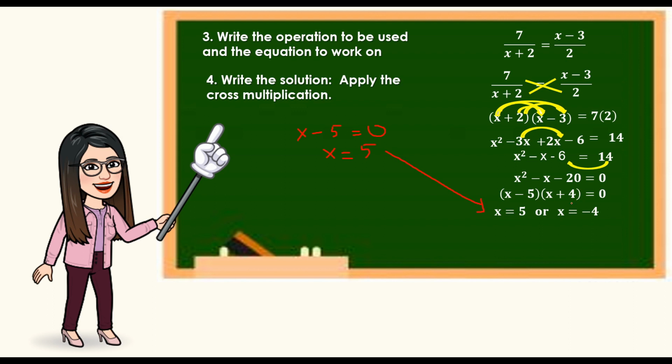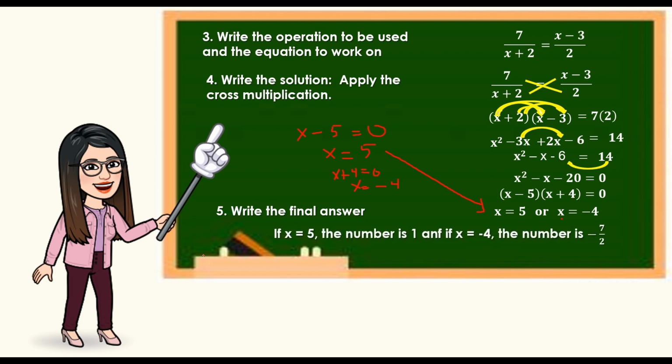So that's it. Same with x plus 4. We have x plus 4 is equal to 0, getting the value of x. So we have x is negative 4. And that's also it. Okay, there you go. So let us write our final answer. Okay, so if our x is 5, then the number is 1. And if x is equal to negative 4, the number is negative 7 over 2. So how did we get 1 and negative 7 over 2?